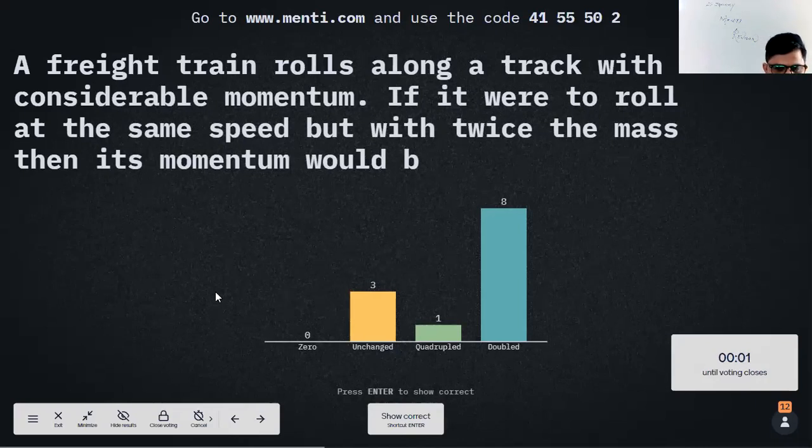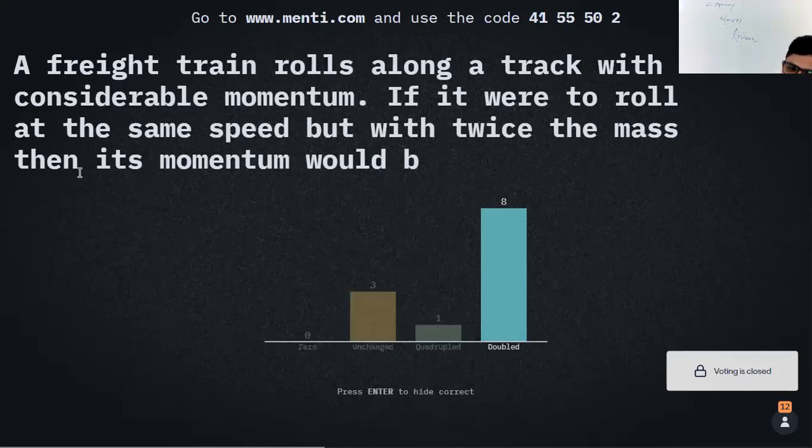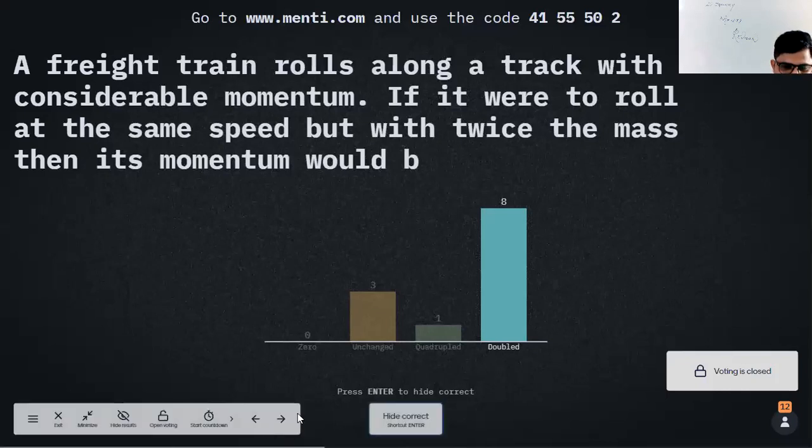Time up. So let's see the answer. The correct answer is the fourth option, that is doubled. Its momentum is doubled because P is in direct relation with the mass, and if the mass is doubled, the momentum will also be doubled.